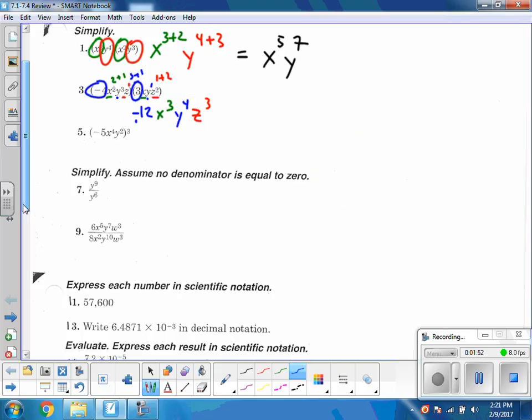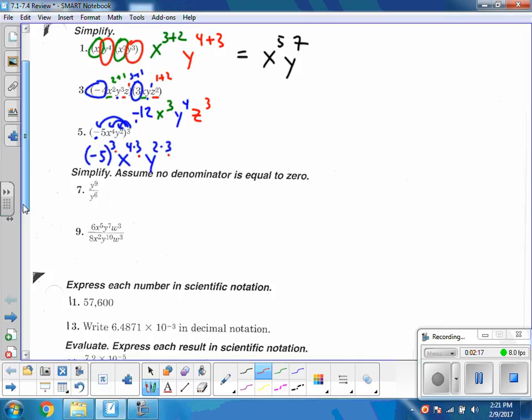This is a power-to-power rule. So that means this 3 is going to distribute to all three pieces. So I have -5. Notice the negative is in the parentheses, so I need to include it. That's very specific, and that's an important detail. And I have x to the fourth to the third, and I have y to the second to the third. And notice the 3 is distributed to all pieces.